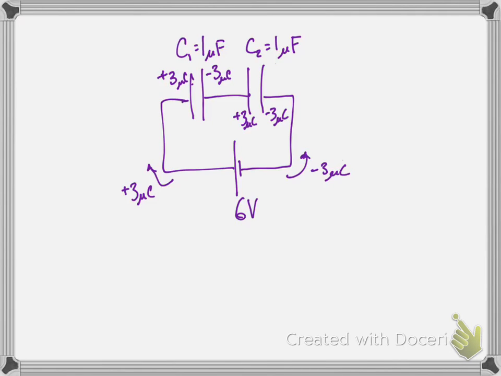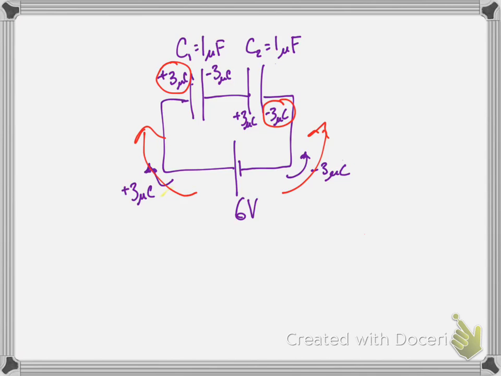Let's redraw this circuit and look at what happens microscopically. We can't see this happening, but that's what I mean by microscopically. Because each capacitor is charged to 3 microcoulombs, it has plus 3 microcoulombs on one plate and minus 3 microcoulombs on the other plate. In order for that to happen, the battery only has to supply 3 microcoulombs going that way and minus 3 microcoulombs going that way. That's what gives us this and this.